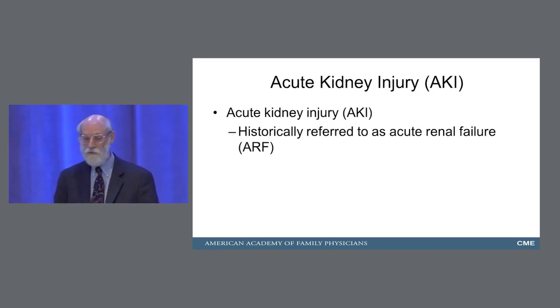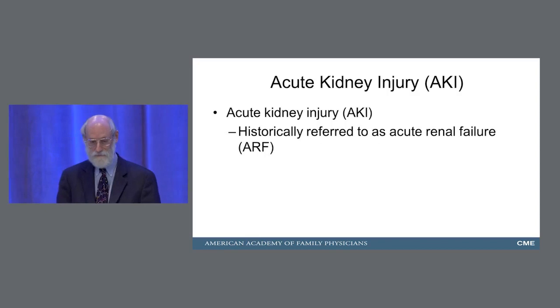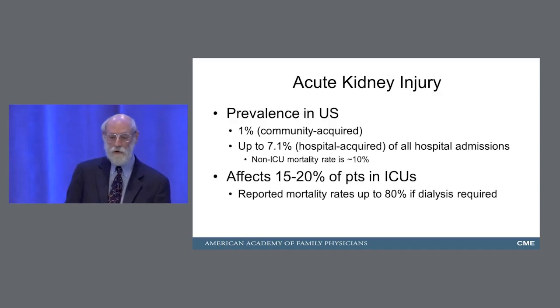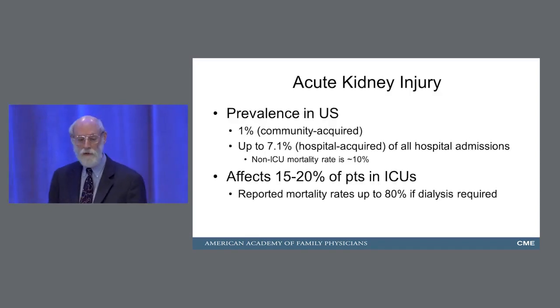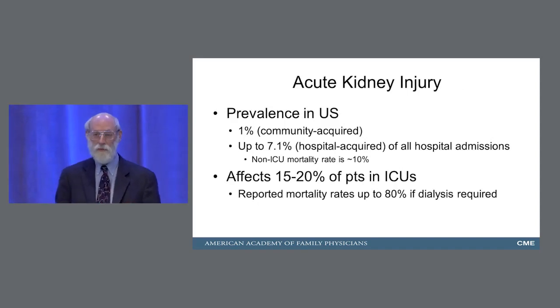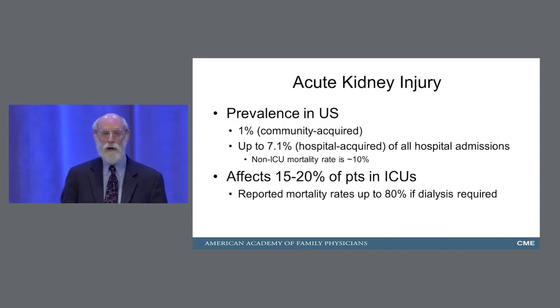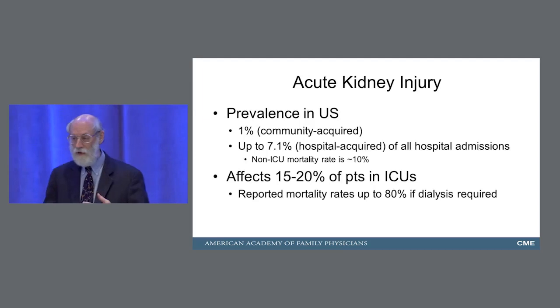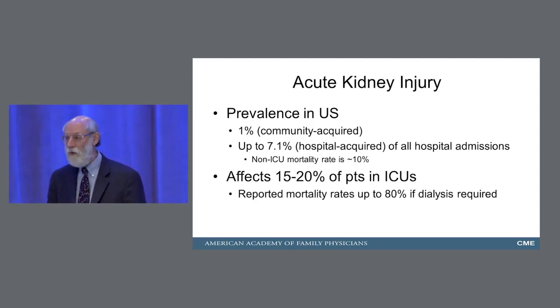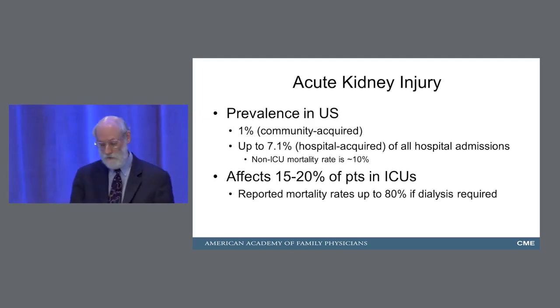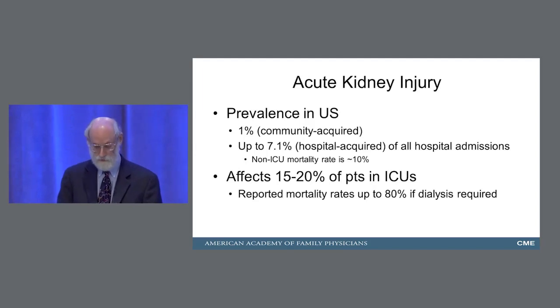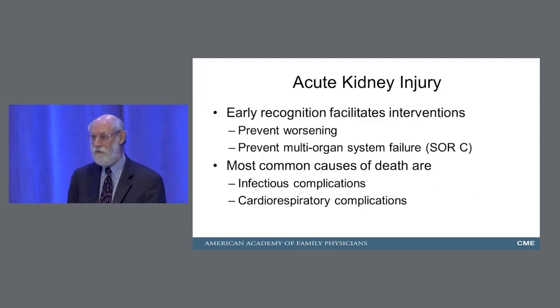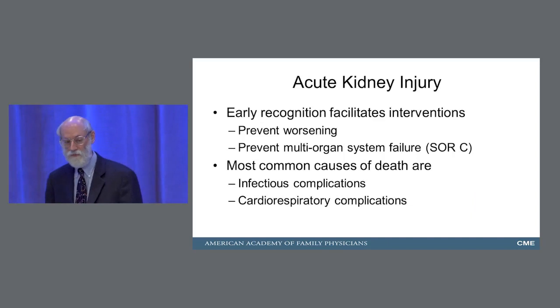You used to call this acute renal failure, but it has changed. The prevalence in our country is about 1% in the community, up to 7% in hospital admissions, much higher in the ICU. In that ICU, if the person requires dialysis, that mortality rate typically goes up to 80%. So acute renal failure, dialysis in the ICU is bad news.